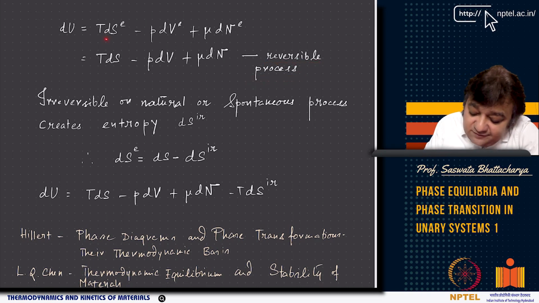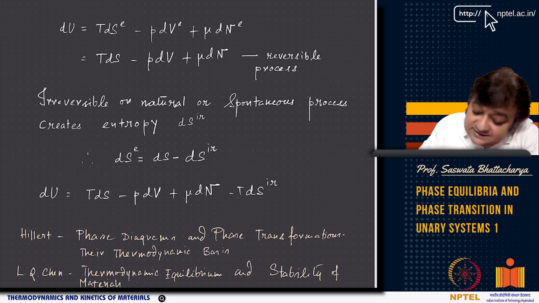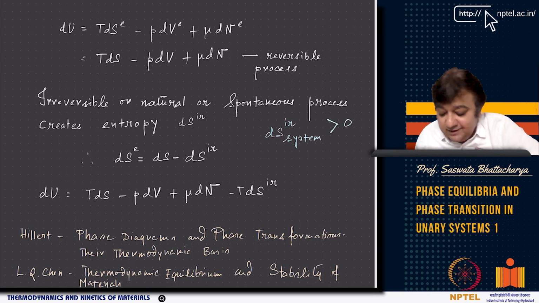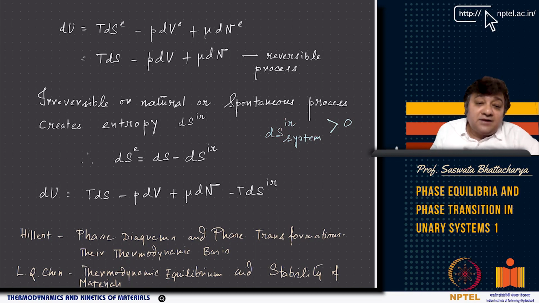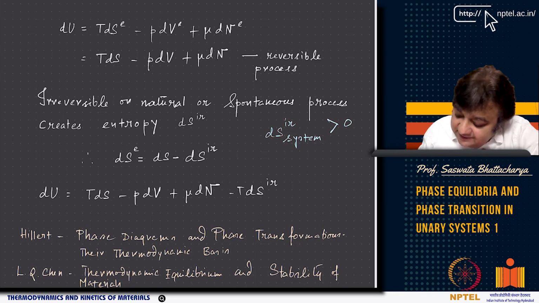However, for a reversible process, you have only exchange terms. But for an irreversible or a natural or spontaneous process, we have told that there is a dS_ir, which is greater than 0, right? If an irreversible process is happening inside the system, then dS_ir of the system has to be greater than 0, right? If it is happening in the surrounding, then dS_ir of the surrounding also has to be greater than 0. Natural process, spontaneous process or an irreversible process, they are all the same, right? If there is a natural process, the process will happen spontaneously or irreversibly, right? So dS_ir of the system in that case will be greater than 0.